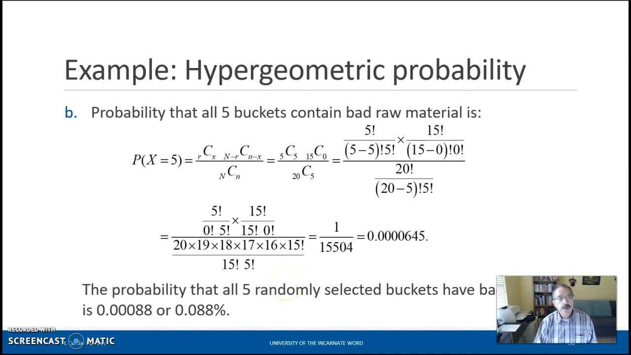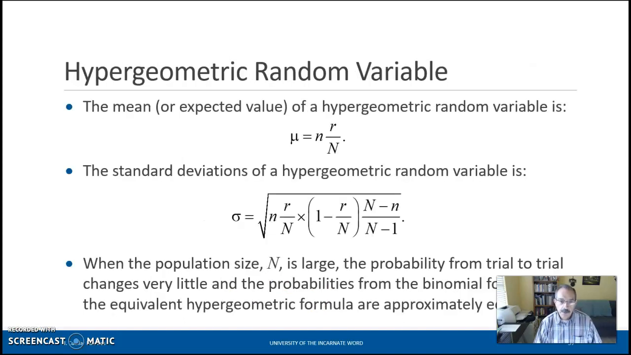All right, so this is how to calculate probabilities with the hypergeometric probability formula. Now, as any random variable, the random variable has a mean and has a standard deviation. So here's the mean of the hypergeometric random variable. Here's the equation for that. And here's the standard deviation for the hypergeometric random variable. Again, I'm not going to ask you any questions about this. I'm just emphasizing the point that any random variable has its mean and it has its standard deviation.